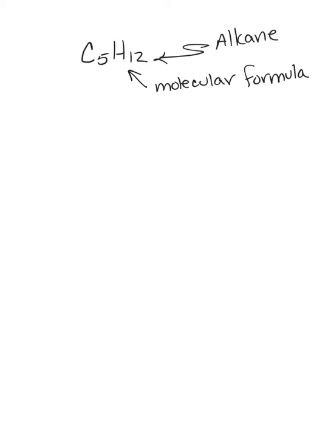So what I did on this page is simply write a hydrocarbon, an alkane, with 5 carbons and 12 hydrogens, and that formula right there is called the molecular formula. Remember molecular formulas? Molecular formula tells you the actual number of atoms. So this thing has 5 carbons and 12 hydrogens.